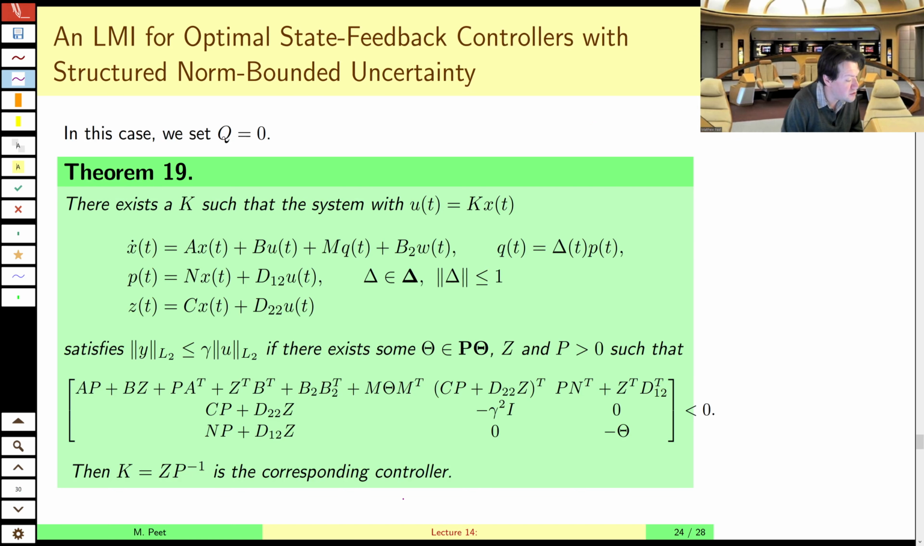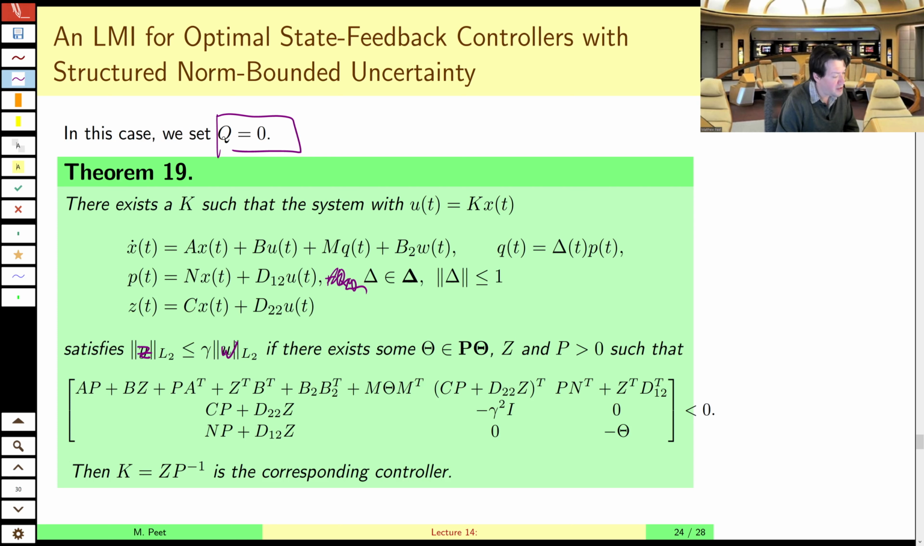Okay, so again, in this case, we're going to set q equal to 0. So we're going to miss that Q term here. I think it showed up here. We'll scratch that off. But if we do that, oh, and again, I should have corrected this here. That's C and W.